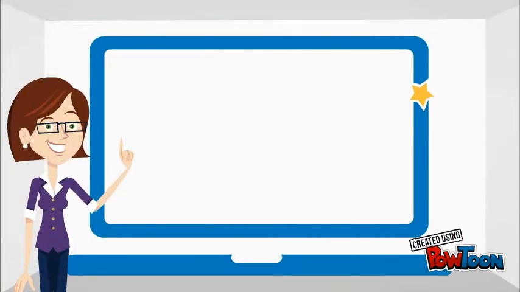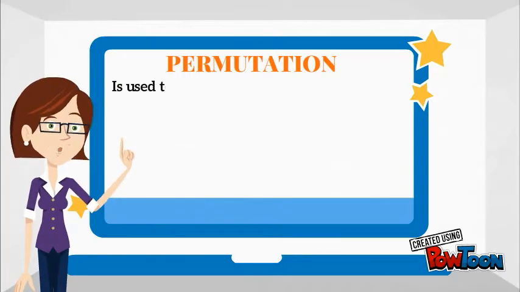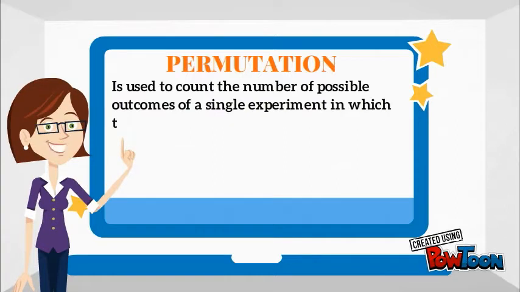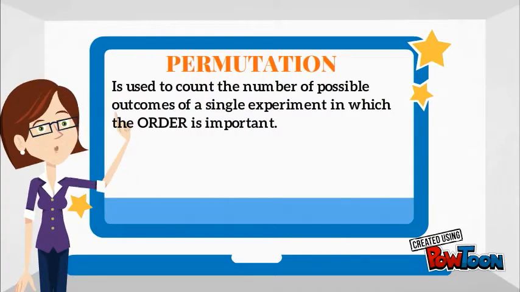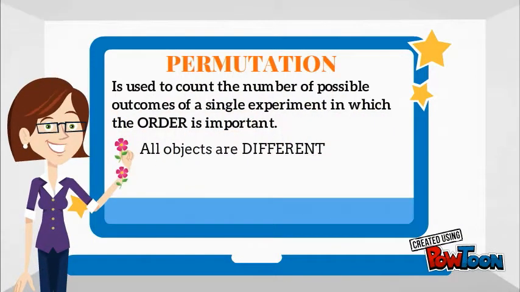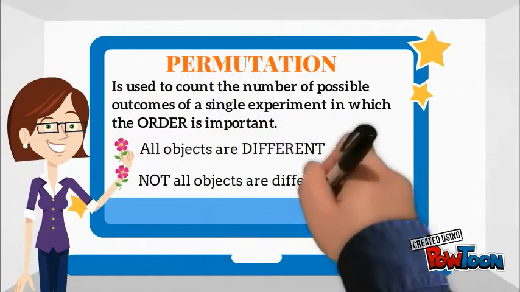Let's move to permutation. Permutation is used to count the number of possible outcomes of a single experiment in which the order is important. There are two situations that should be considered. The first one is when all objects are different. The second is when not all objects are different.